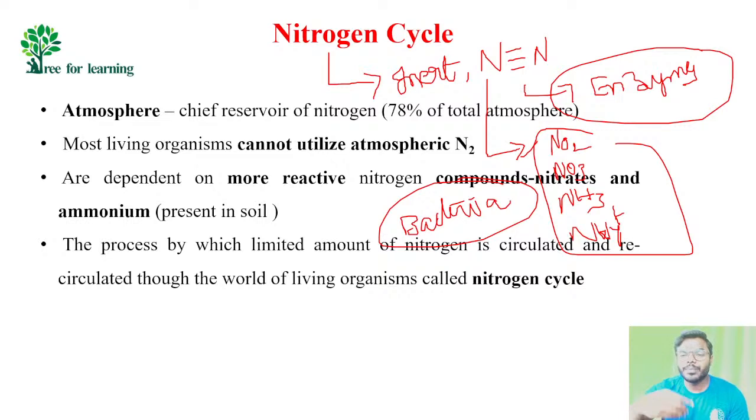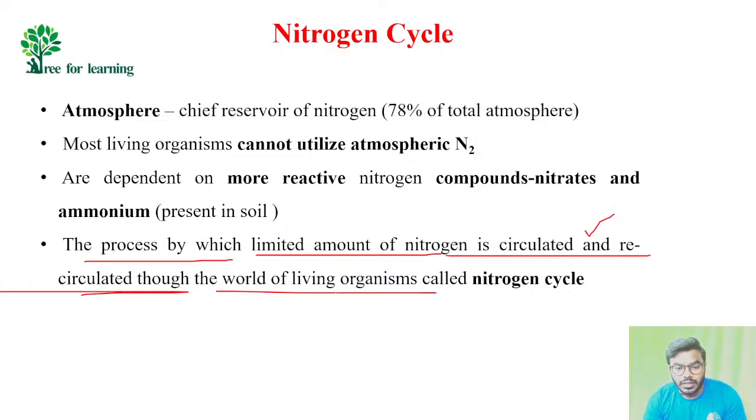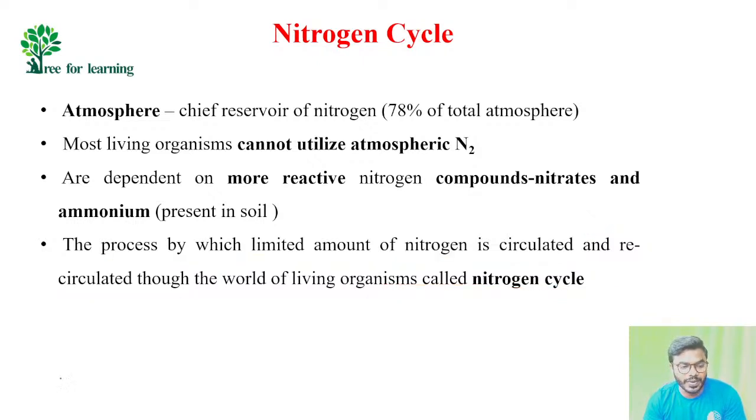Bacteria fix it in the soil. From the soil, who will take it, friends? From the soil, the plant will take it. From the plant, who will take it? The animal will take it. So what is happening? Try to understand the concept. A little amount of nitrogen keeps on circulating and recirculating. The process by which a limited amount of nitrogen is circulated and recirculated through the world of living organisms is what we call the nitrogen cycle. Understand the point.